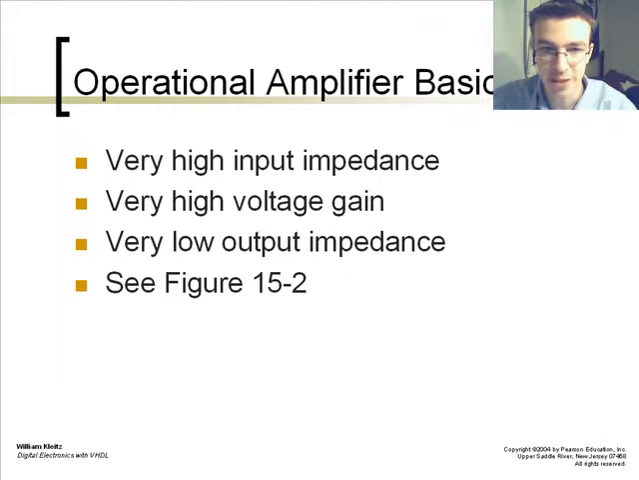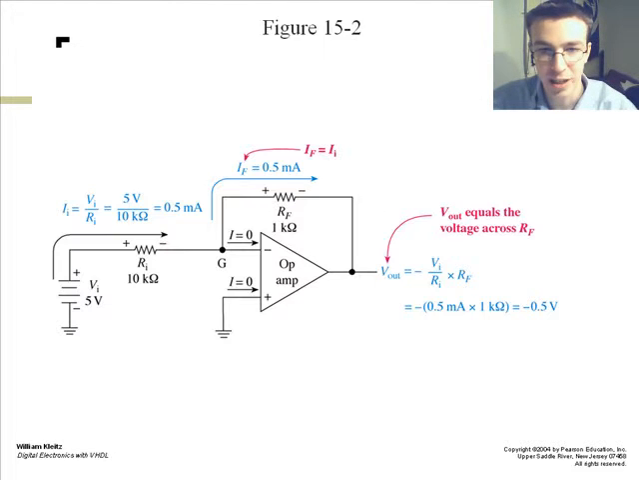Operational amplifier basics. An op-amp is a very high input impedance device. It has very high voltage gain and very low output impedance. This is a simple op-amp circuit. You have your 5-volt source going through a 10K resistor into the negative side of the op-amp with a feedback resistor of 1 kilo ohm. Through the formula we can see that we have an output of negative 0.5 volts with our current at 0.5 milliamps. The Vout equals the voltage across RF, the feedback resistor.